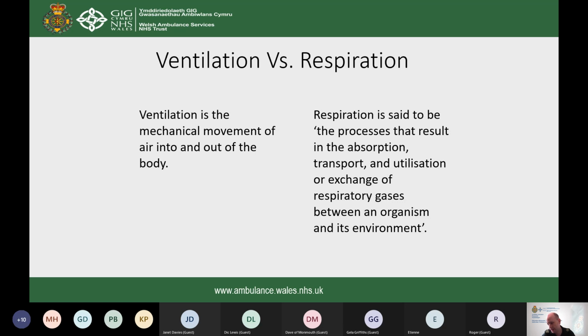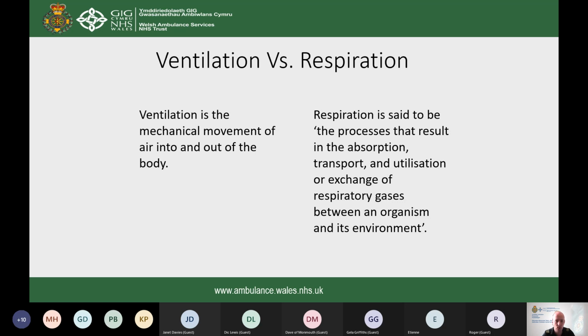Cool. So we've got the physical breathing versus the chemical reaction. One done by the patient and one done for the patient. Ventilation is breathing, respiration is gas exchange. Good. Airflow versus the process. So yes, they are different.